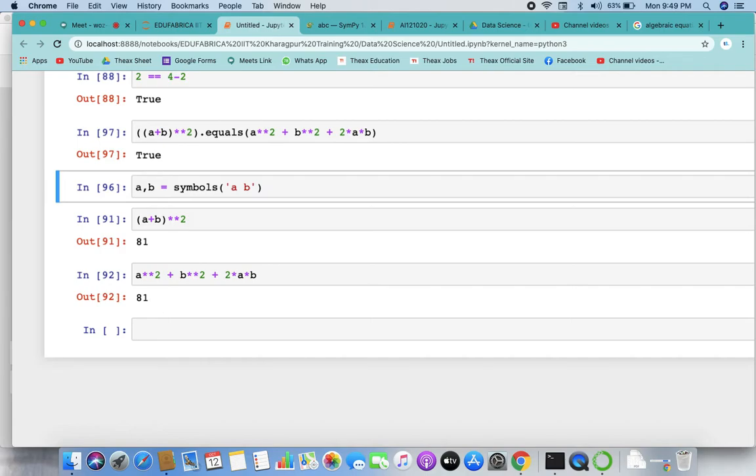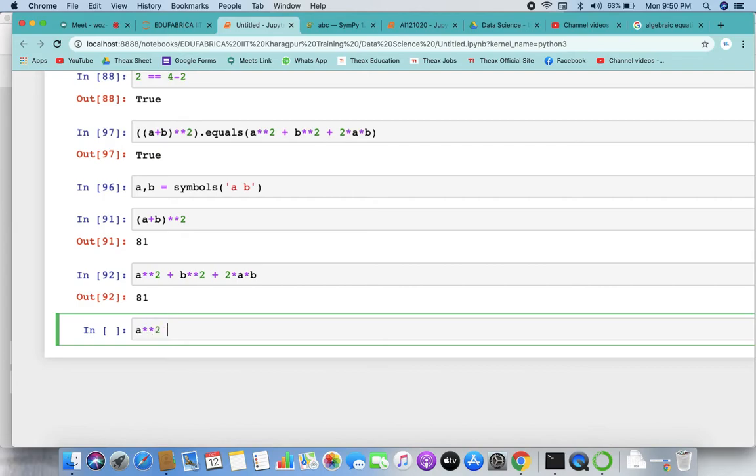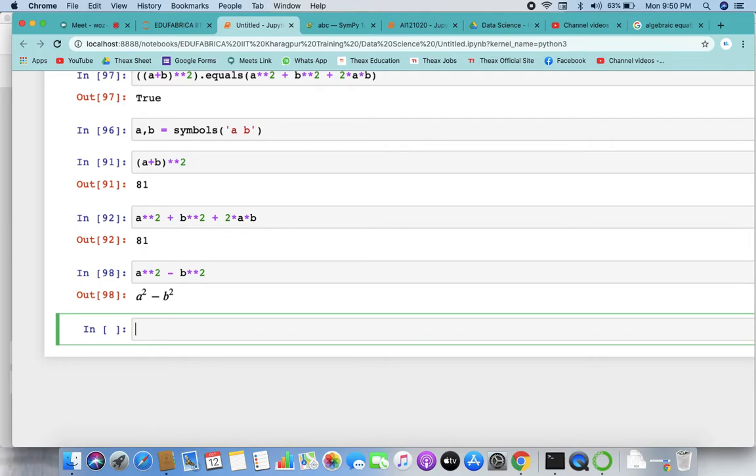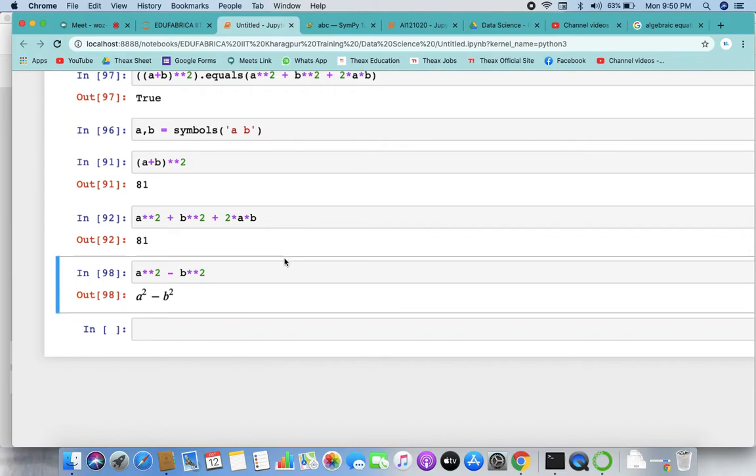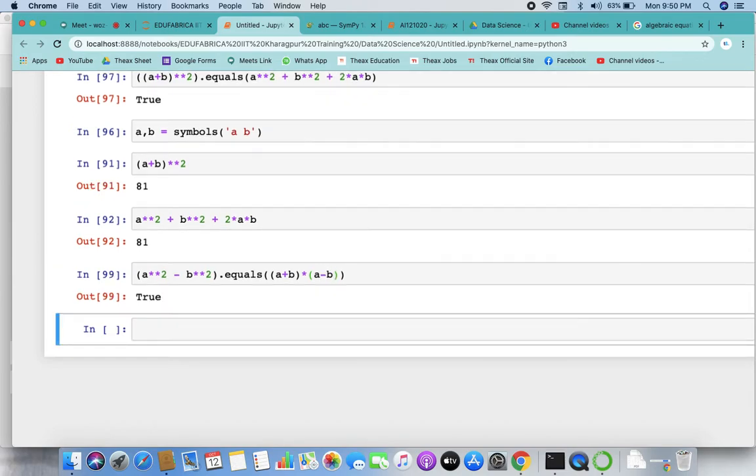Fine. So can you just repeat this one? Repeat. Okay, see. Yes, sir. A square minus B square. Yeah, now it is fine. A square minus B square. Okay, what is the formula of this? A plus B multiplied with A minus B. So we'll have to write equals A plus B multiplied with A minus B. I'll get the true result, even if you don't define the values.